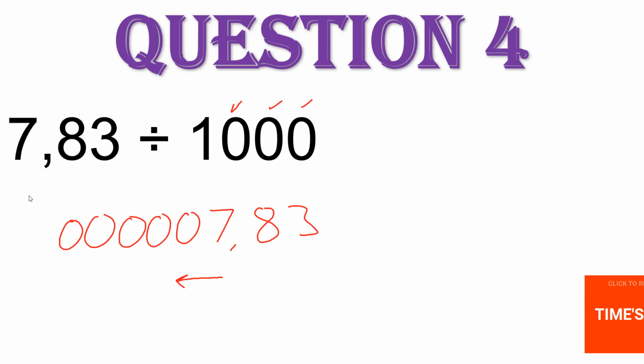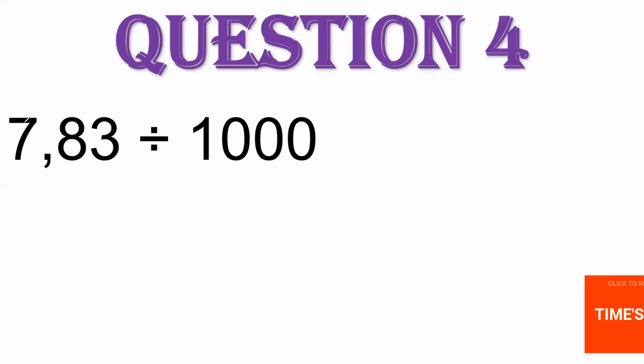Now, this comma is moving to the left. 1, 2, 3 steps. So, after that, remove this comma, and another comma is placed here. What do I have now? 0 comma, and after the comma, 0, 0, we are writing. And 7, 8, 3. This is my answer. I hope it's clear. So that's question 4 we have done. Let's continue with the next question. If you don't get it, please go back and try, just listen again. But I hope so far everything is fine.